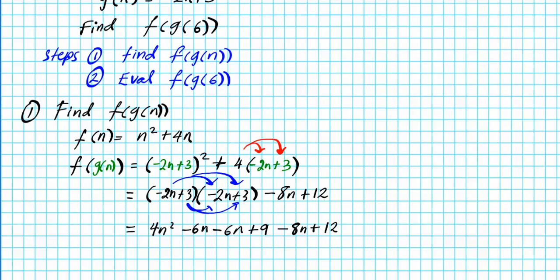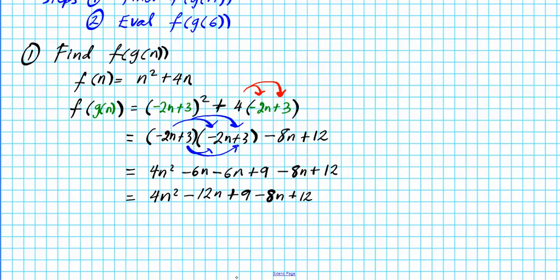All right, now what we're going to do next is just simply combine like terms, okay? So we have 4n squared. We can combine these two terms, minus 6n and minus 6n, to give you negative 12n, plus 9 minus 8n plus 12. Okay, let's see what we can do here. Bring down 4n squared.